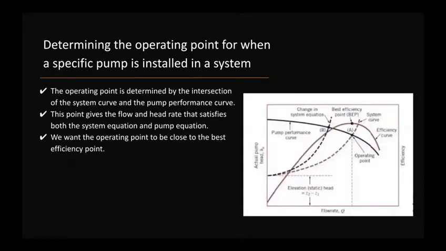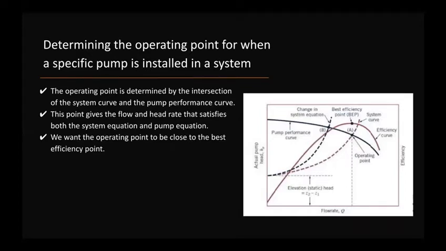So in order to determine the operating point for when a specific pump is installed in a system, we must look at the intersection of the system curve and the pump performance curve. This point gives us the flow and head rate that satisfies both the system equation, which is the system curve, and the pump equation, which is the pump performance curve.